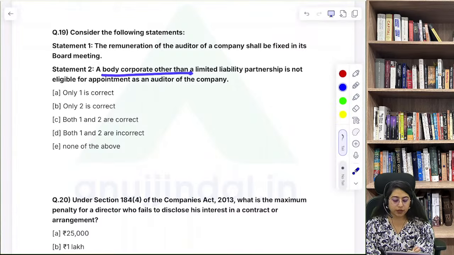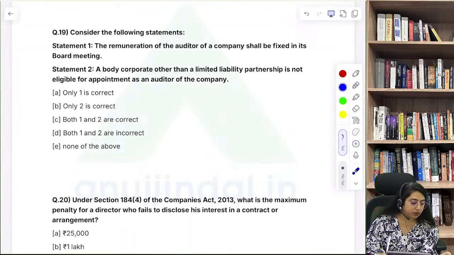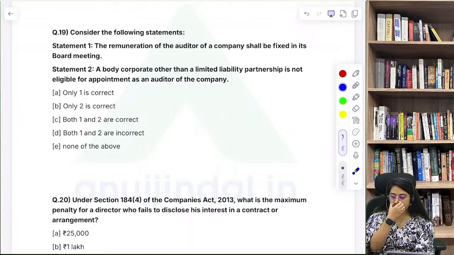A body corporate other than a limited liability partnership is not eligible for appointment as an auditor of the company. Question number 19.